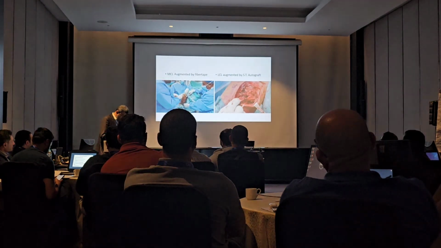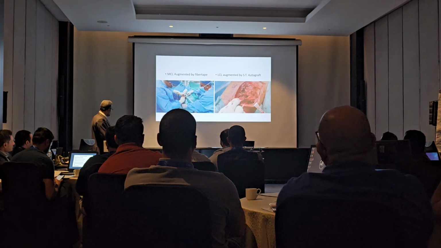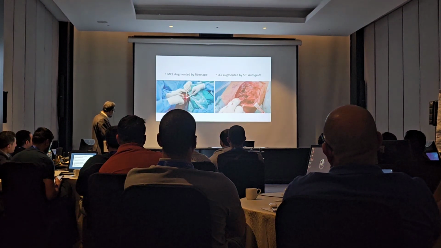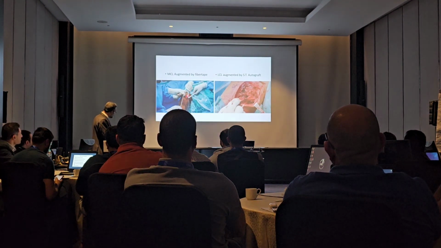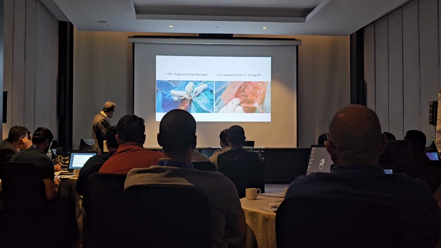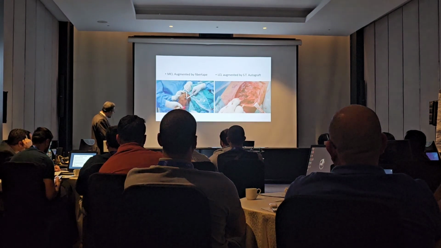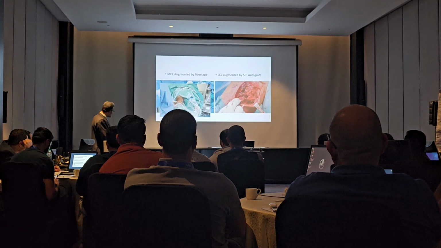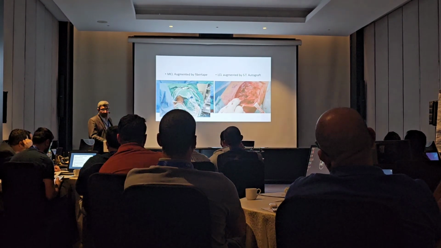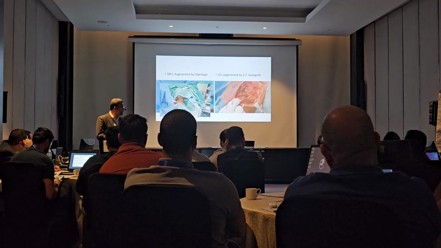Now, how do you do augmented repair? This is an MCL injury. You see, you fix the suture material proximally. After doing the repair, you pass it, and then after that, you fix it with a knotless anchor. So you have your suture material bridging the torn ligament.